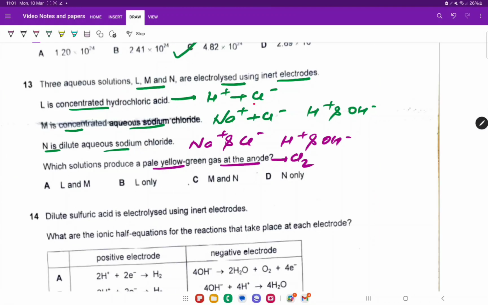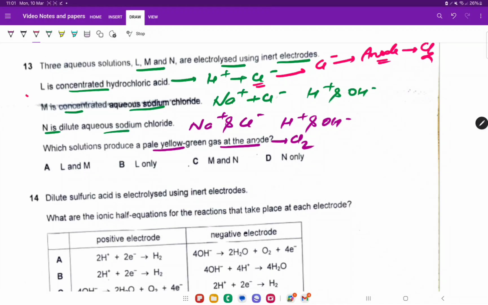So when we talk about HCl, Cl minus is a negatively charged ion, it will go to the positive plate, the anode, and undergo oxidation to form chlorine. So there is a chance of chlorine being produced in case of concentrated HCl. Yes, it is produced. M is concentrated aqueous sodium chloride. When it is concentrated, it will have less water, and then also the chloride ion will go and convert into chlorine gas. This can also produce chlorine.